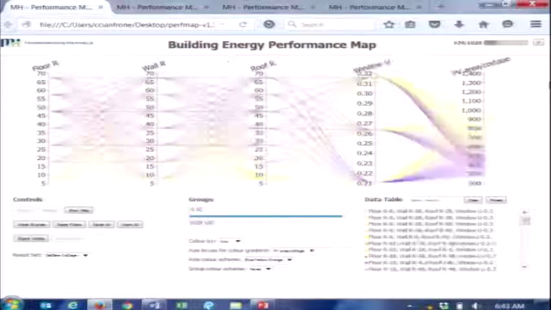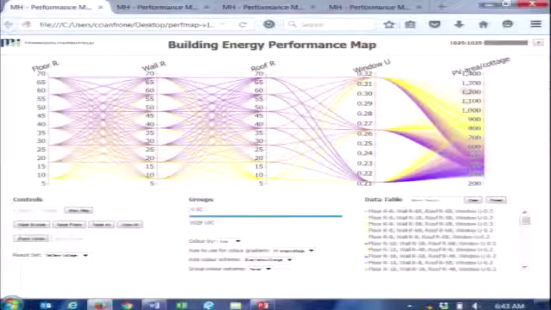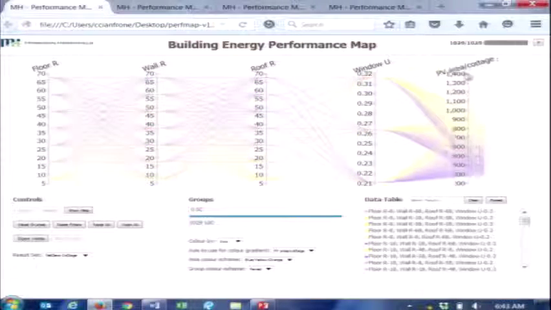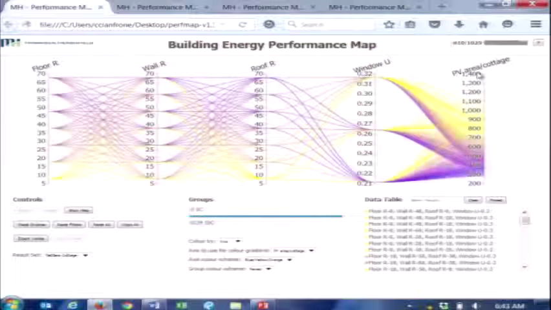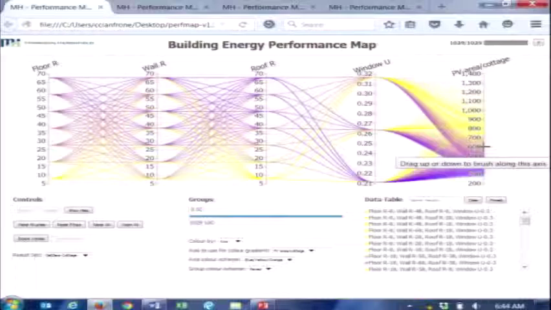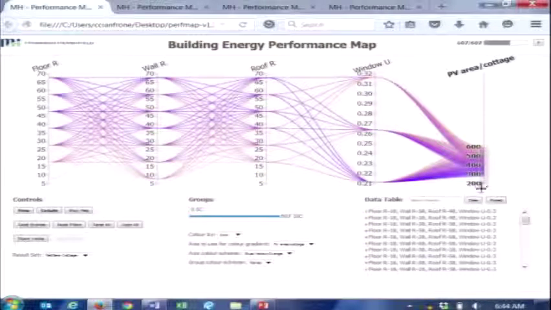So I'm just going to get rid of energy because we don't really care about the energy use. We really care about if we can achieve net zero. And here, this variable that's to the far right is the square footage of PV area required. Now we know that the roof area that's available for PVs is only about 600 square feet. So I could filter out only the solutions that can meet net zero at 600 or less square feet.